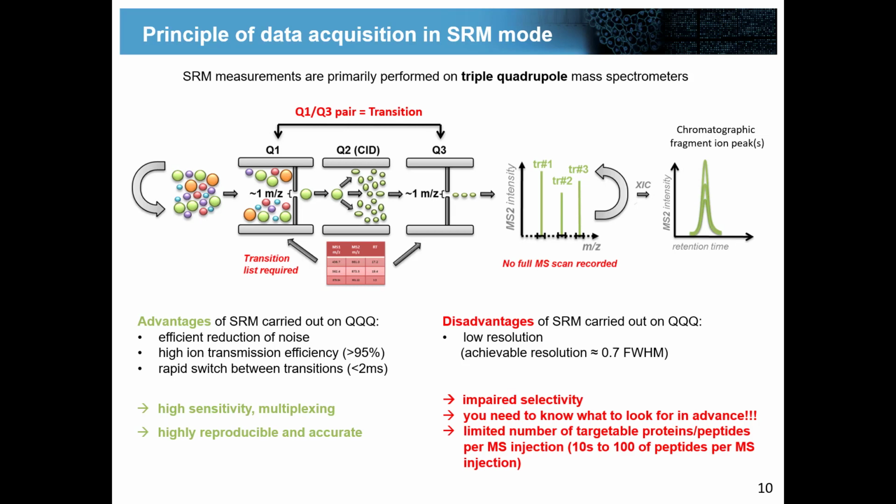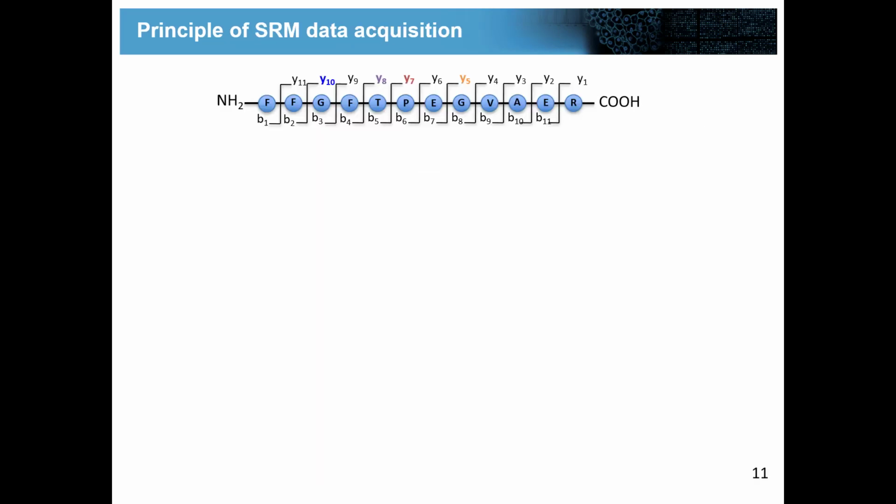And the big disadvantage of targeted proteomics in general: you need to know what to look for in advance. You need to have these transition lists available, which we will look into in more detail soon. And this transition list cannot be endlessly long, so you are limited in the number of lines that you can have in this list, which in a routine way is maybe in the range of tens to dozens to hundreds of peptides that you can maximally target.